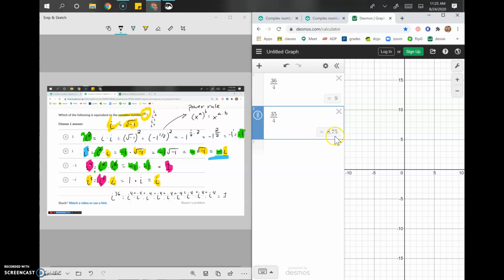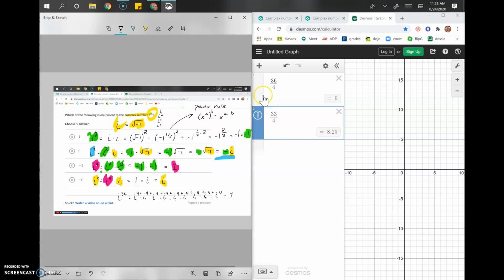If it comes back as 0.75, then we know it's got a remainder of 3, so third power. If we put in i to the 34th, it comes back as a half, remainder of 2, so we know it's i to the second power. And if it comes back as a remainder of 1, which would be i to the 33rd, we got it, so the first power.